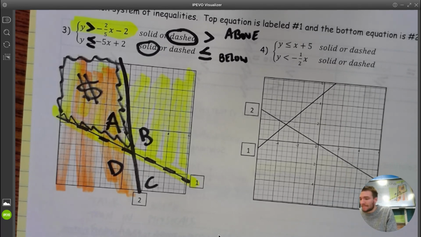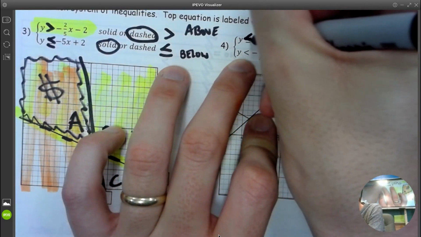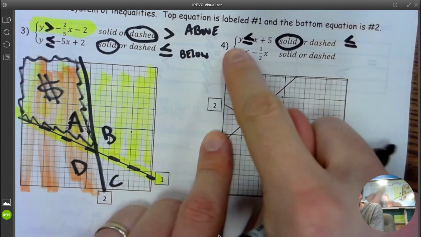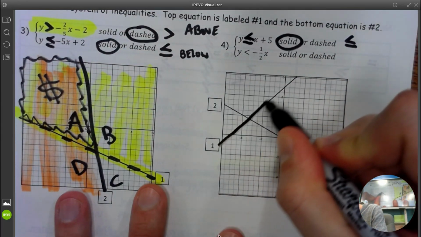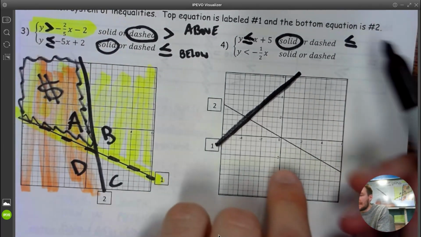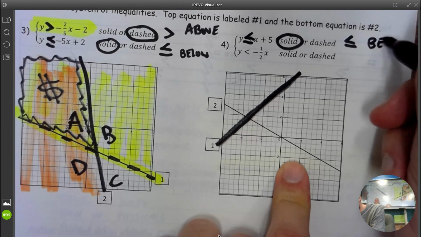Okay? Let's do number 4. We're almost done with notes. 3 questions left. Number 4. This is a less than or equal to, which means it's going to be solid. Remember, the top one is graph 1. So that would be this one here. This one's solid. And then we need to be less than, which is below.